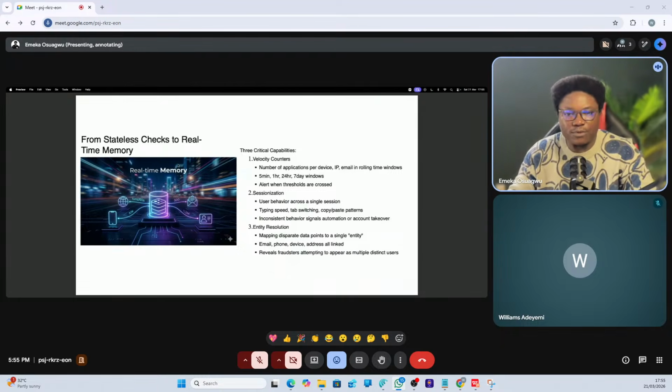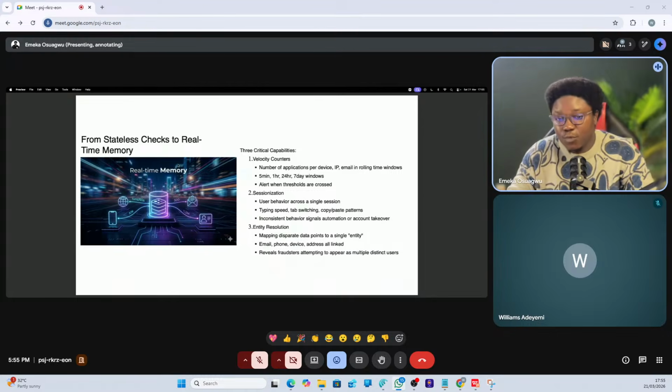What are the thresholds that we've set for us to be able to determine the customer velocity in this particular key metrics? So sessionization, basically, is having a particular long-term memory of user behavioral patterns, right? User behavior across single sessions.